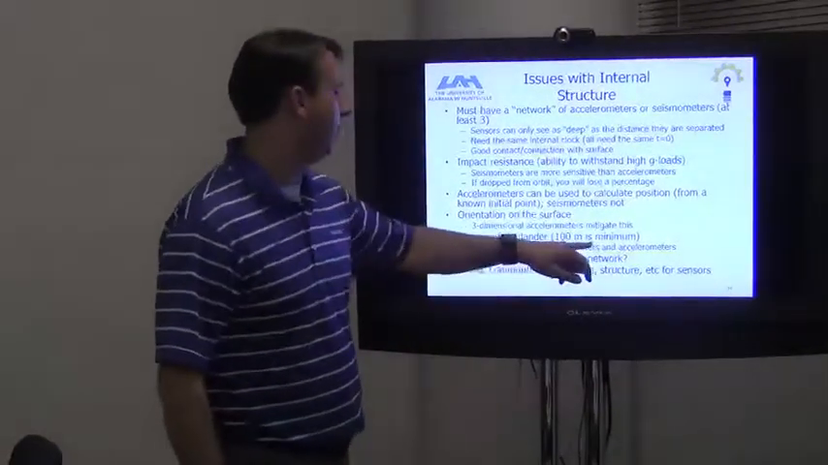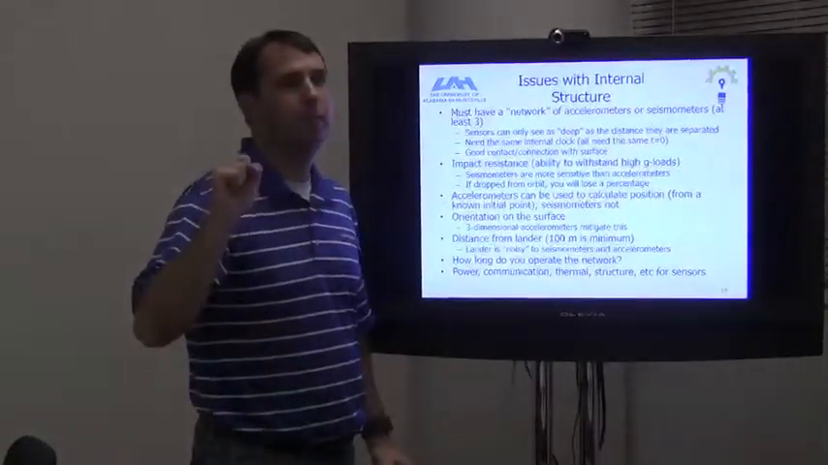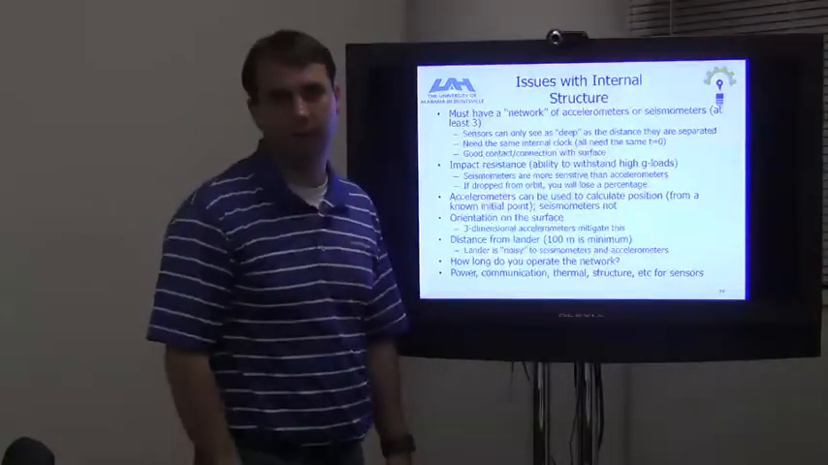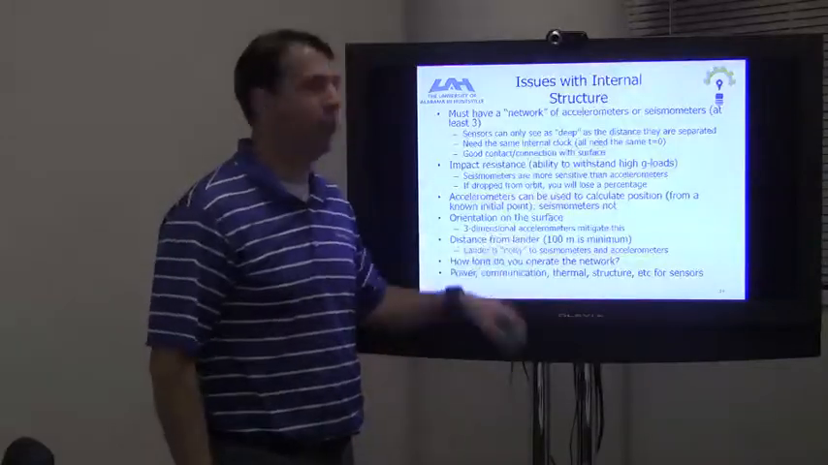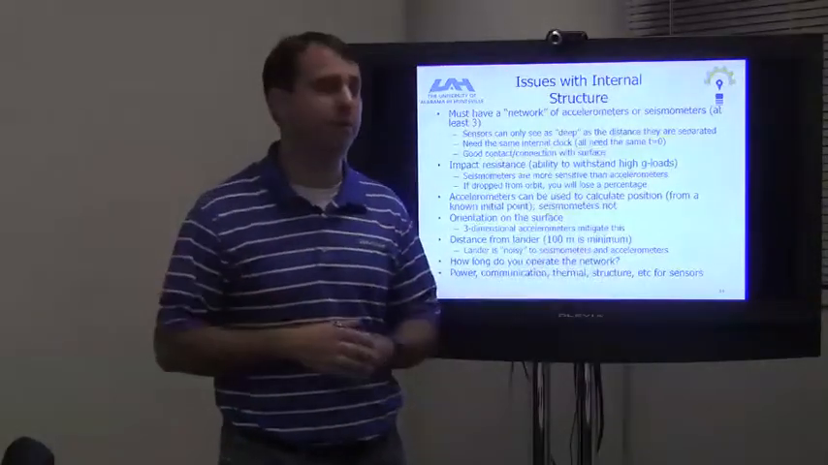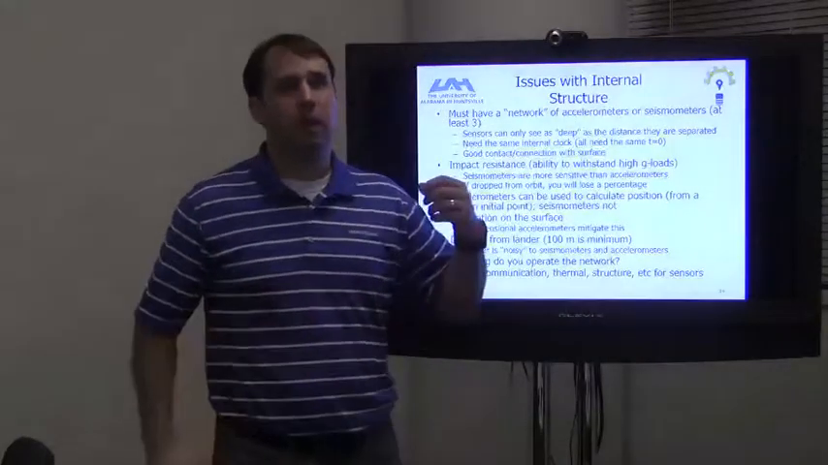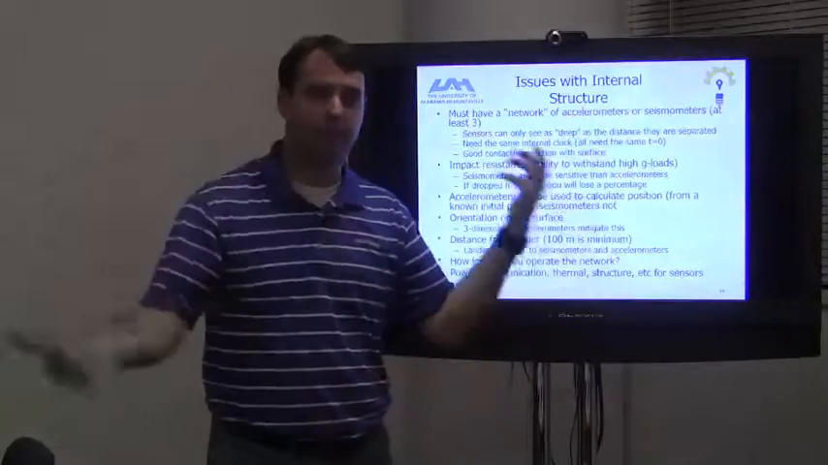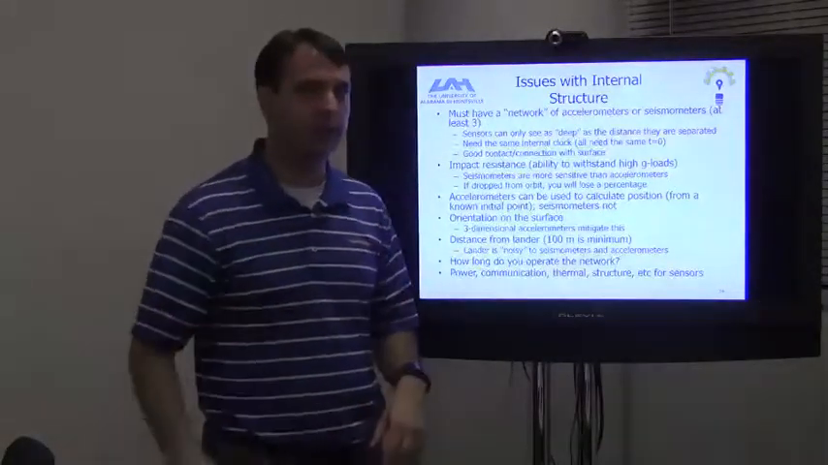The distance from the lander: if you're measuring internal structure, you need to get away from the lander. Landers basically make a lot of noise. They pop and crackle and snap and all sorts of stuff, because things heat up and cool down, and it's metal and it expands and contracts. So landers are noisy. Okay, so you need to get away from the lander.